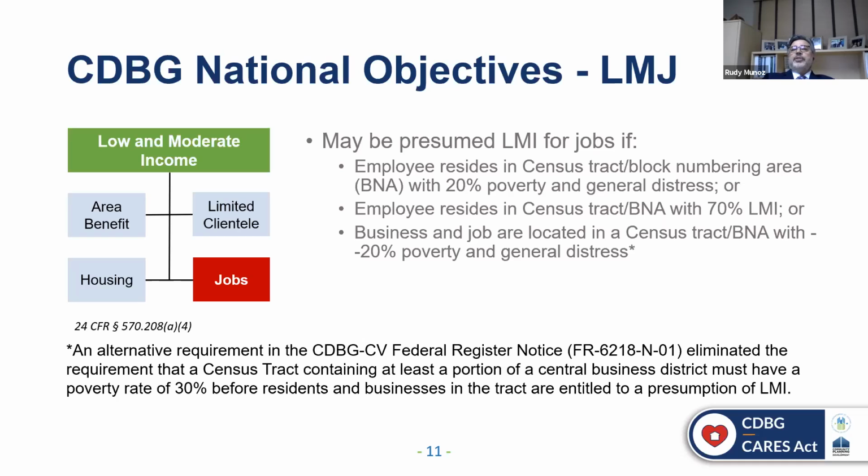The location-based presumptions that are listed on this slide that apply for job creation or retention include if the employee resides in a census tract or block numbering area, or what we call BNA, with 20% poverty and general distress, or if the employee resides in a census tract block numbering area with 70% low and moderate income, or if the business or job is located in a census tract block numbering area with a central business district with 20% poverty and general distress. Next slide.